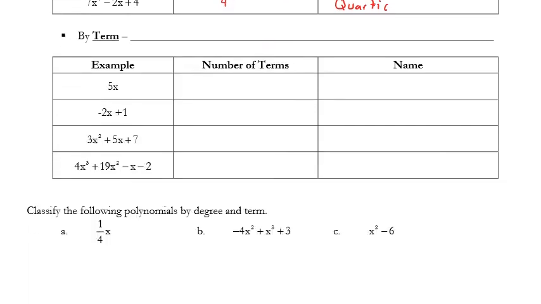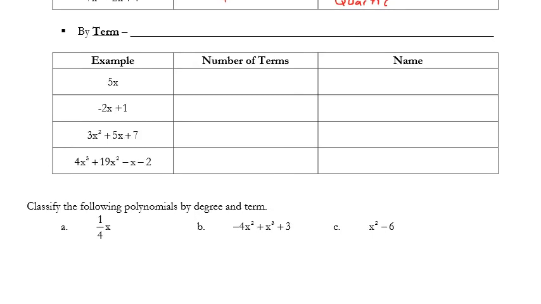Now again, when we're classifying polynomials by term, our main focus is how many times we are adding or subtracting. So a term is separated by addition or subtraction. So there's no addition or subtraction here. That means it's just one term. Every time I add or subtract, that gives me another term. So I had one term, but then I added another term, 2 terms there. Addition, addition, there's 1, 2, 3 terms. And then addition, subtraction, subtraction, there's 1, 2, 3, 4 terms here.